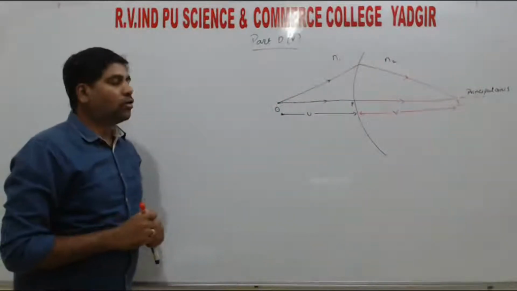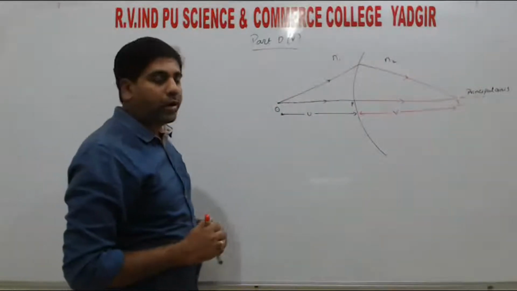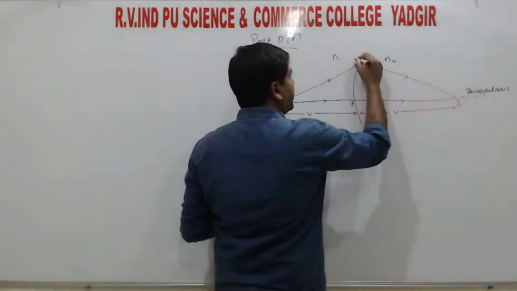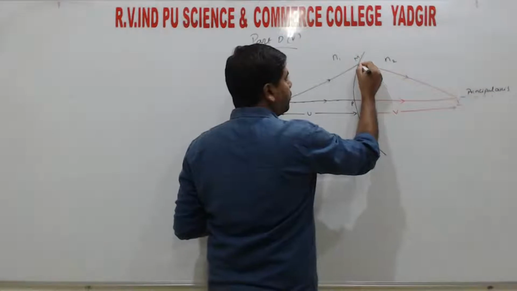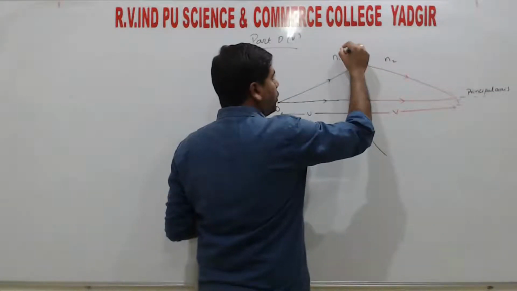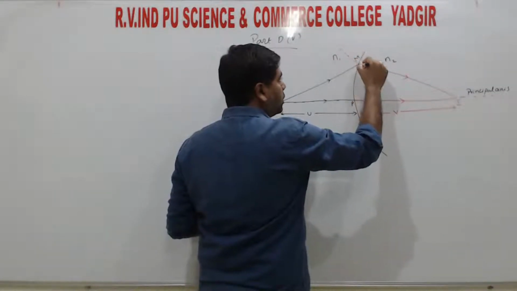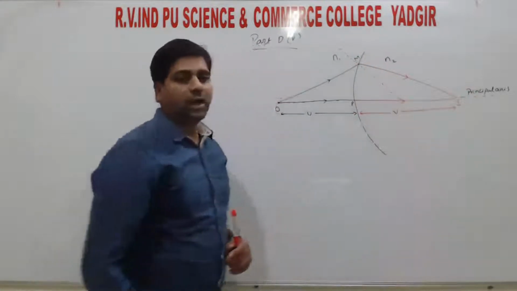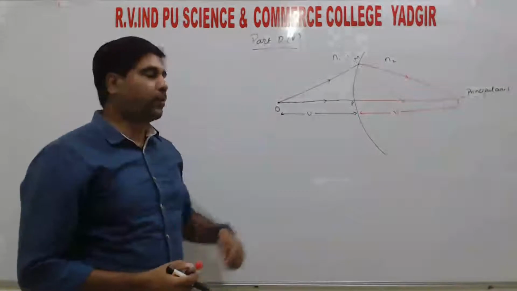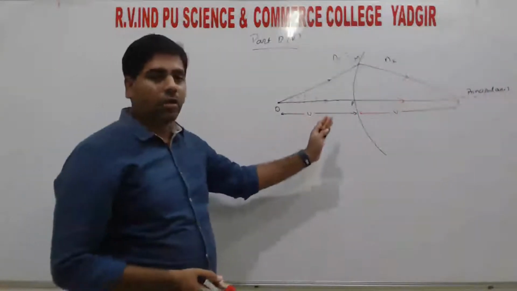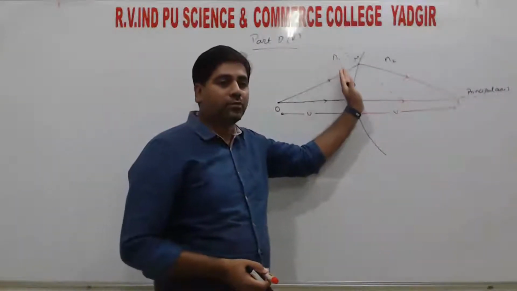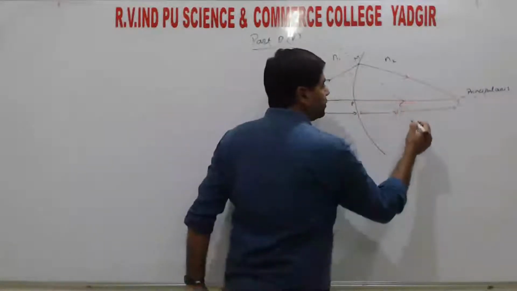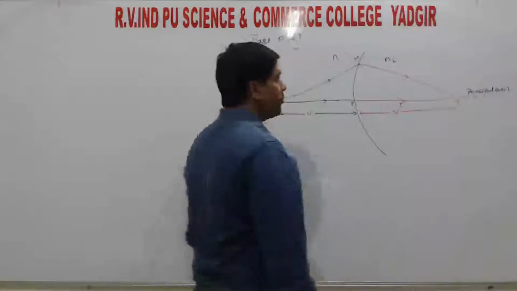So next draw the normal at the point of incidence. Here we take M as the point of incidence. At this point if we draw the normal, that normal always passes through the center of curvature. If you draw a normal to any spherical refracting surface, that normal always passes through the center of curvature, right? So here we take C, where C is the center of curvature, right?